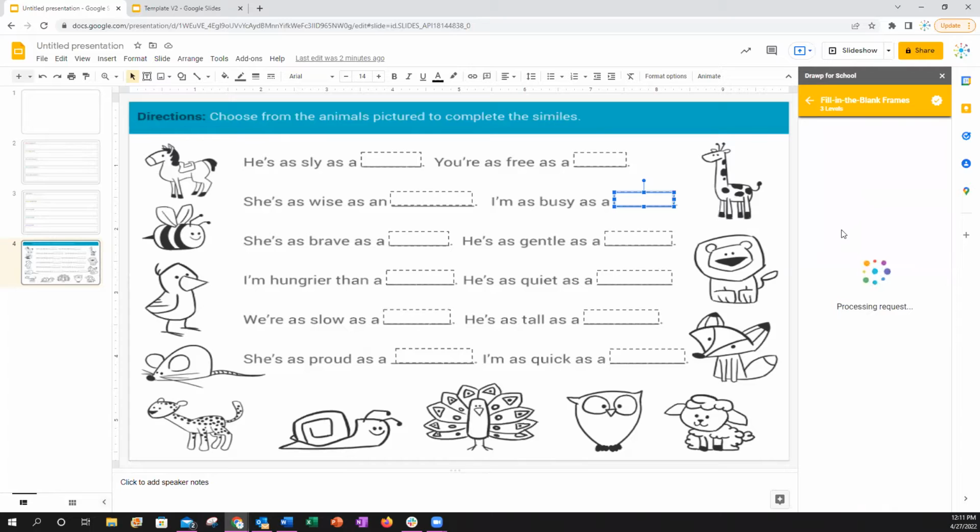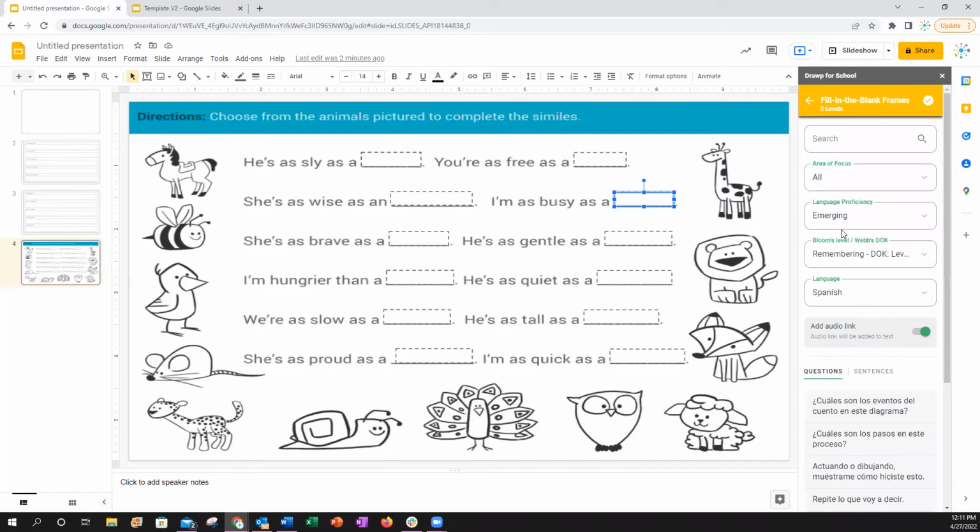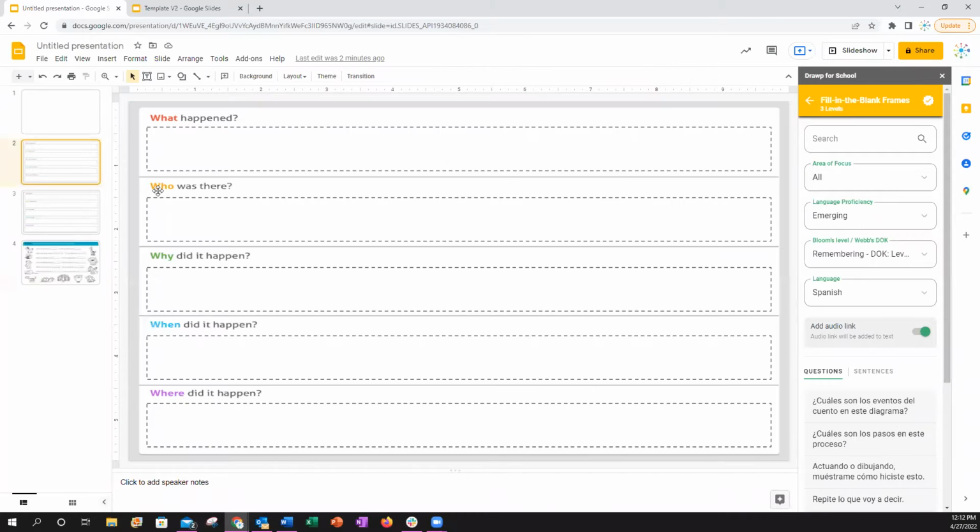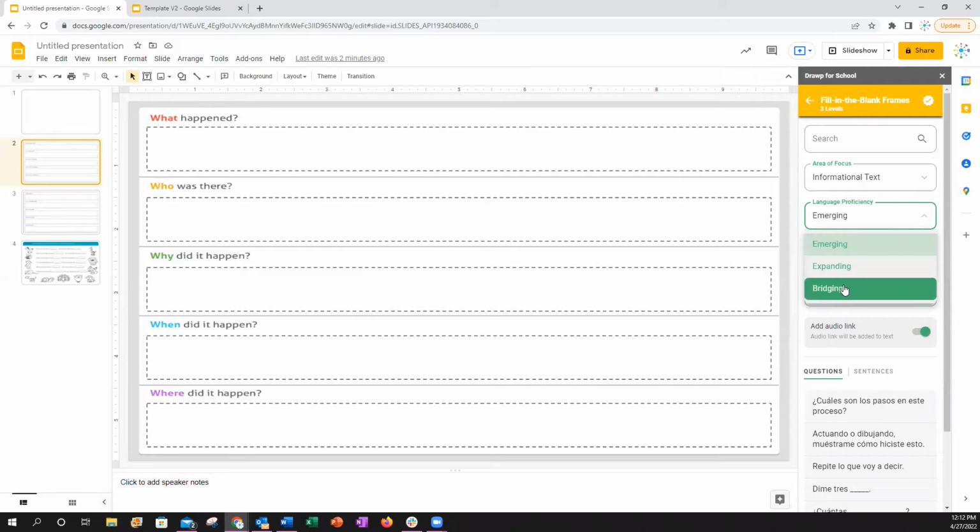When you click on the three-level tool, you'll see that there's some things to choose from to find the actual sentence frames that you're looking for. First, you would choose your area of focus: stories, drama, poetry, or informational text. Most teachers would look for informational text at first because that's one of the areas that they work on a lot. Language proficiency levels, there are emerging, expanding, and bridging.